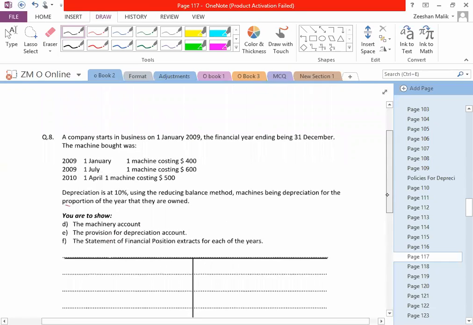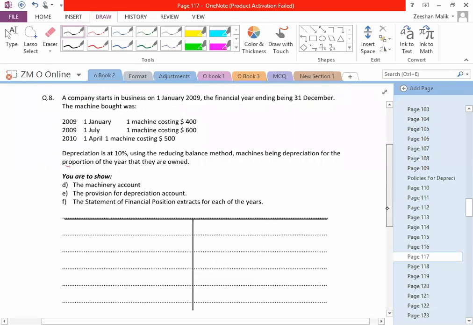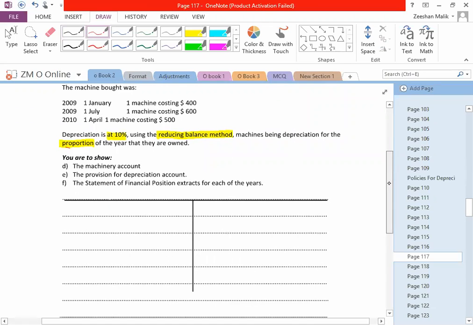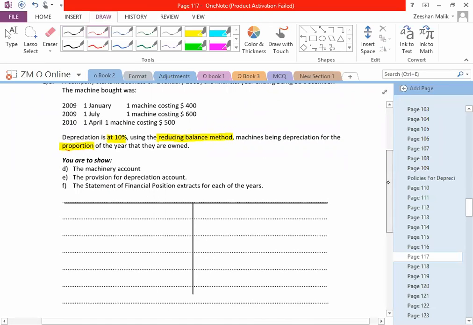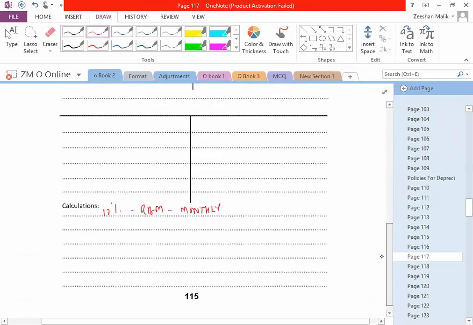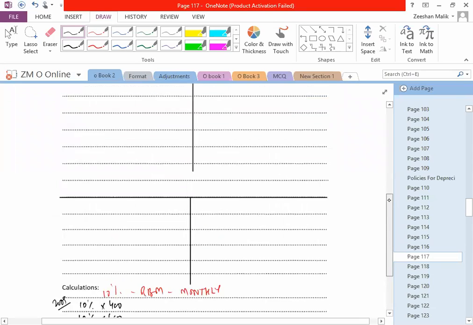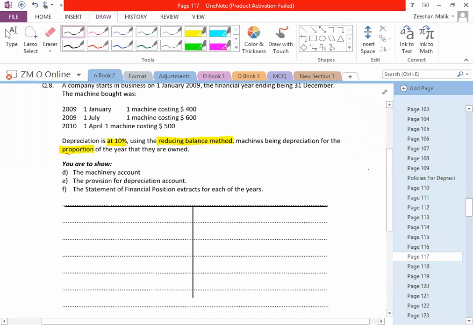In this question number 8, we need to apply 10% on reducing balance method with proportional, that is monthly. Look at here, 2013 and 2009, we have two assets, 400 and 600. For 2009, we need to apply 10% on 400 and 600 monthly. Monthly means you need to count the months.